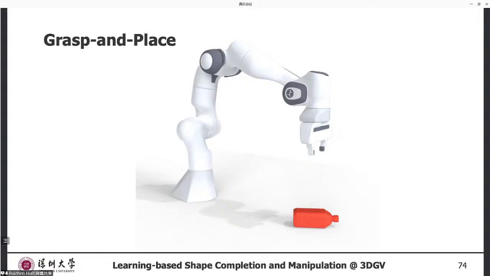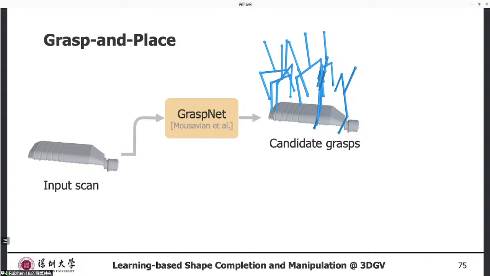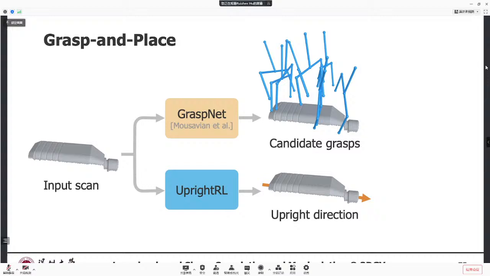Now with the upright direction obtained by our method, let's get back to the grasp and place task. Given an object lying on the table, we first take a scan to get the input point cloud. Then we use GraspNet to get a set of candidate grasping poses and our model to get the upright direction. Here we use a gripper skeleton to represent the gripper and the orange arrow to represent the current upright direction. And our goal is to select an optimal pose to grasp and place the object in its upright orientation. So we propose a grasping pose selection method based on the upright direction.